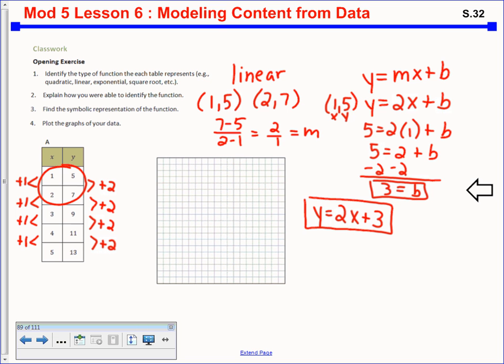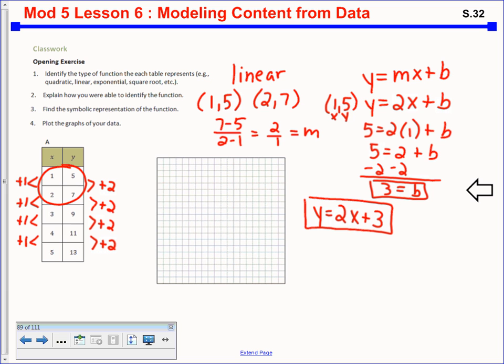Now what I would like you to do is take out your calculators and put that under y = 2x + 3. And then I would like you to hit 2nd Table to verify that you get the table that's shown in front of us. And that's how you're going to do it with the use of the calculator as a check.